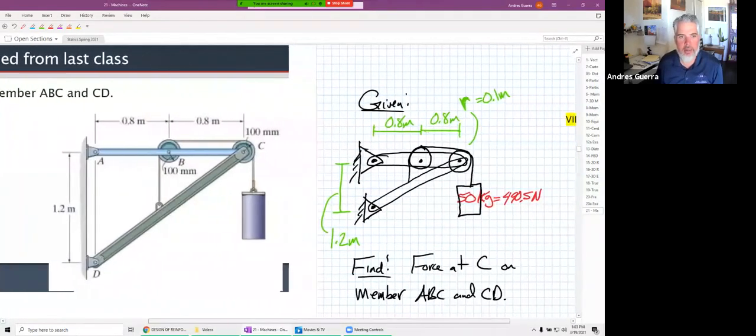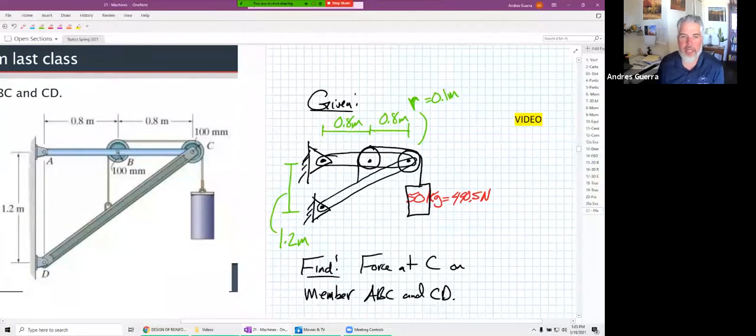So we had started and we had written down our given information here. So we have this member here that goes.